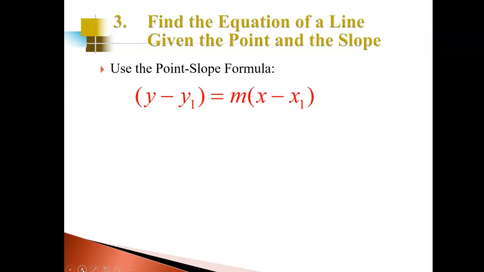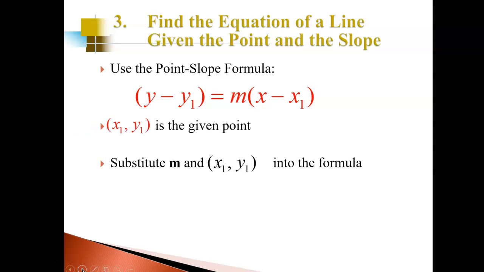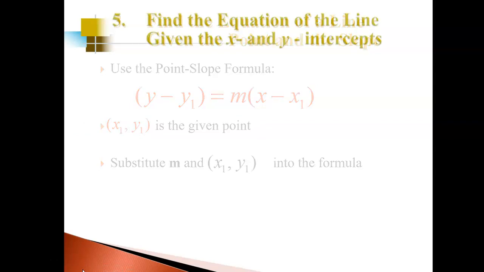So we use the point-slope formula to get the equation of a line by plugging in m and our point.